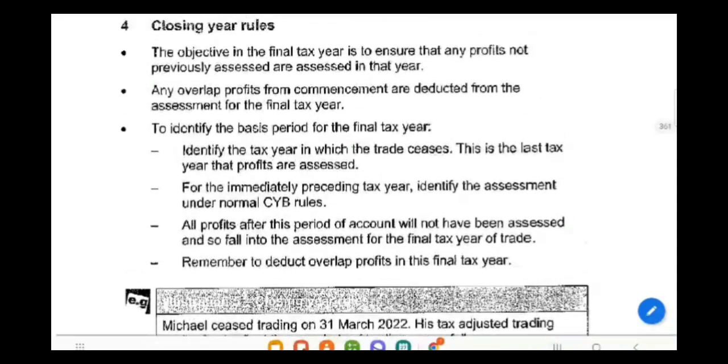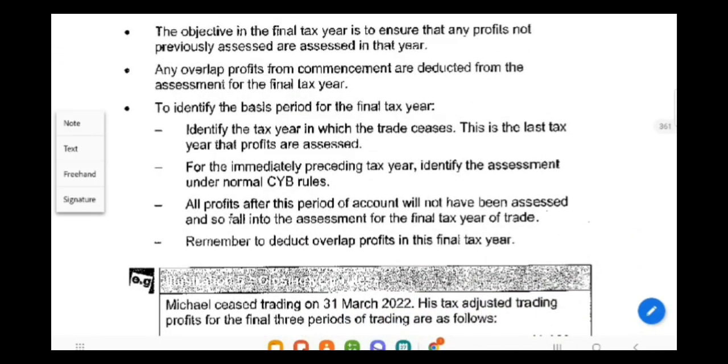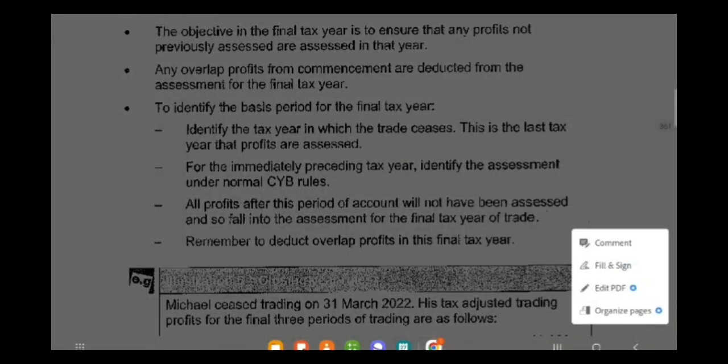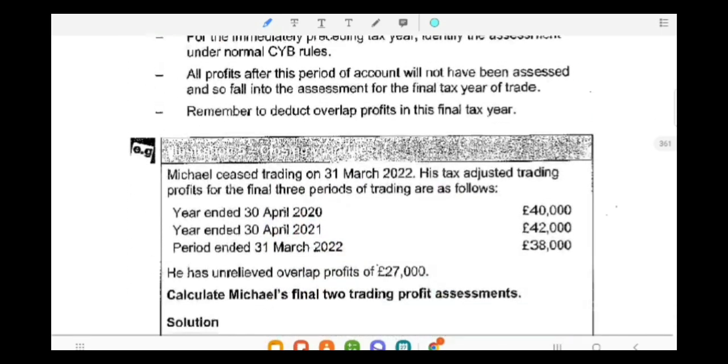Now we need to consider the closing year rules. Closing year is said to be the year when the business is ceased. So here we need to consider, first point, we have to identify the tax year in which the trade ceases. This is said to be the last tax year, right? Plus we have to consider whether previous period of accounts profit has been assessed or not. If it is not, then the previous period of accounts profit is also assessed in the final year of tax.